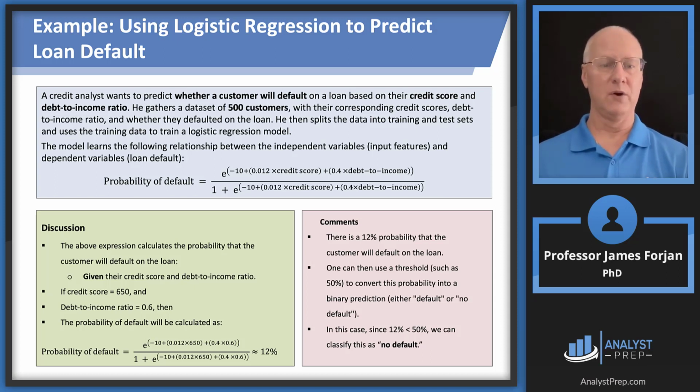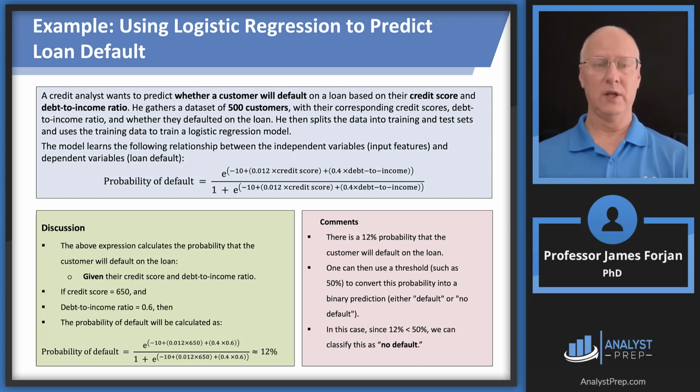So what we can do is we can substitute, well, let's suppose, go down to the bottom left. There's a credit score of 650 and a debt to income ratio of 0.6. So if we just take those numbers and throw them into the numerator and the denominator, well, the math comes out to about 12%. So what can we conclude? 12% probability that this customer will default on the loan.